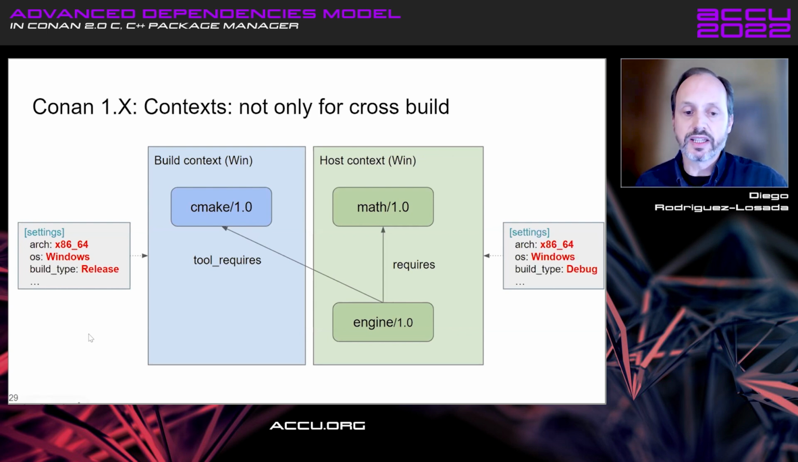This was very evident for cross-building, but it happens the same in other cases. A very typical one is this one. You want to build your game in debug mode because you want to debug it, right? So your configuration will contain build type equal debug. But that doesn't mean that you want CMake using a CMake that was built in debug mode, because it might be very slow or it can have tons of traces that you don't want. You still want the release executable of CMake. That means that the configuration context for the build context will be build type equal release. So even in this case that we are not cross-building, tool requires live in the build context, which is different from the host context.